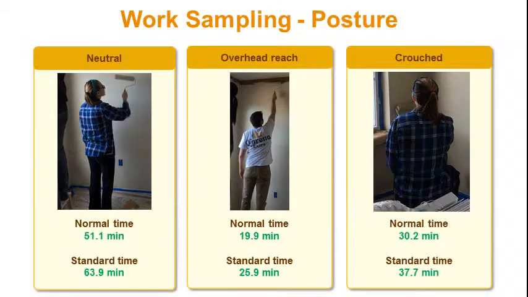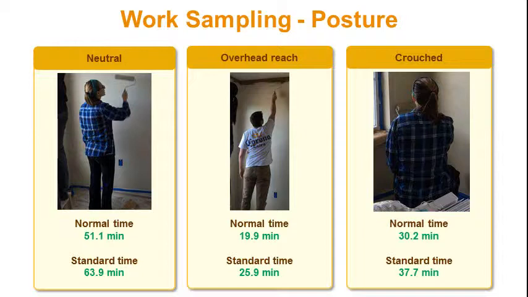3 postures were identified during the work sampling as neutral, overhead reach, and crouched. Normal and standard time for each worker's posture was calculated. 50% of the tasks involved a neutral posture. However, 30% of the tasks involved a crouched posture. The team will discuss the implications of these postures on the duty cycle and the total rest time later, as well as our recommendations.